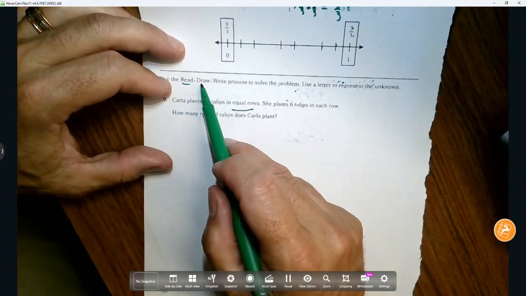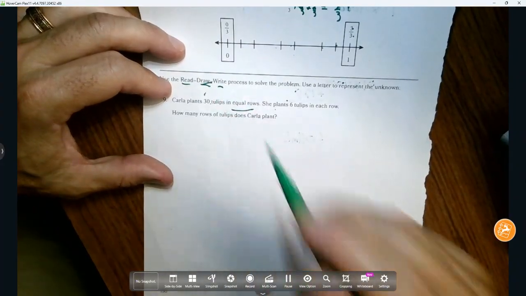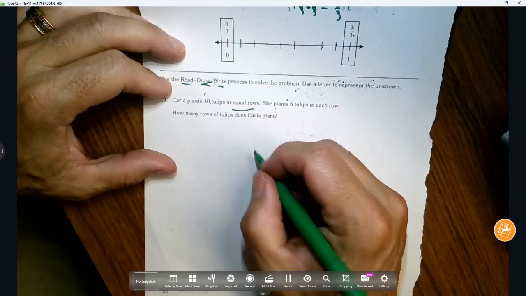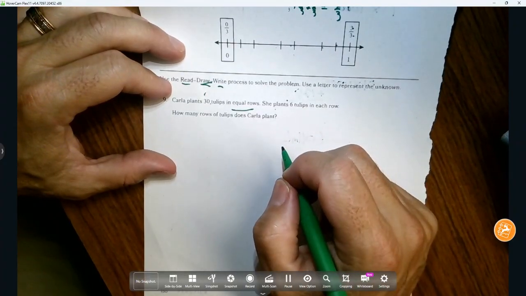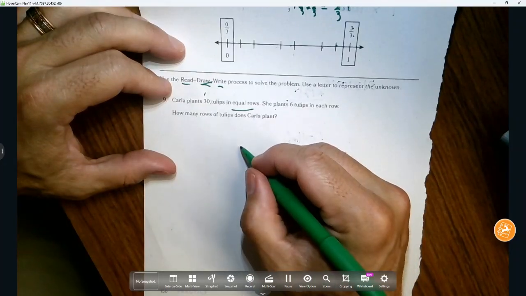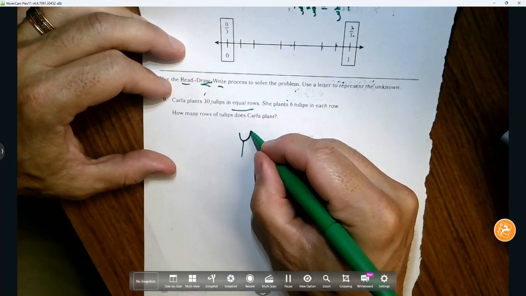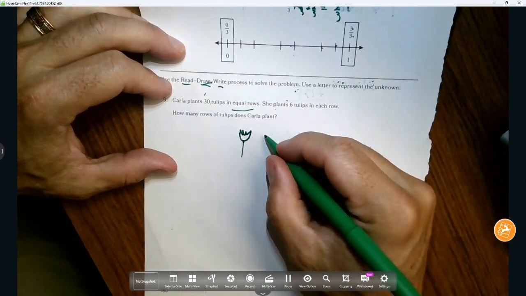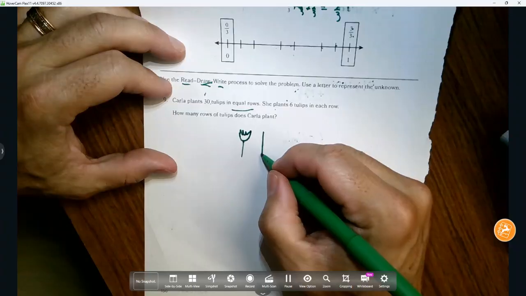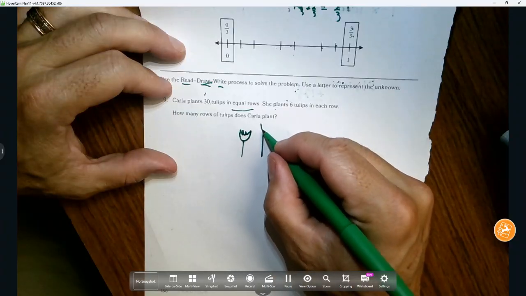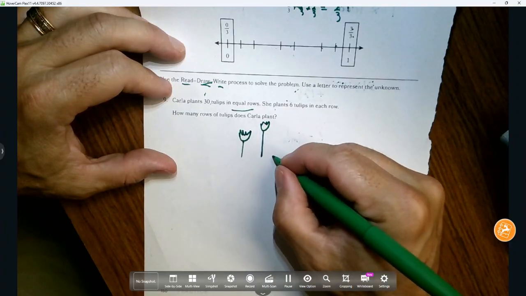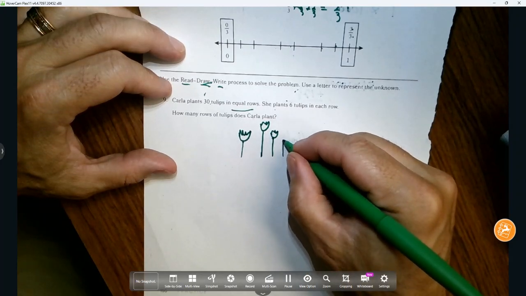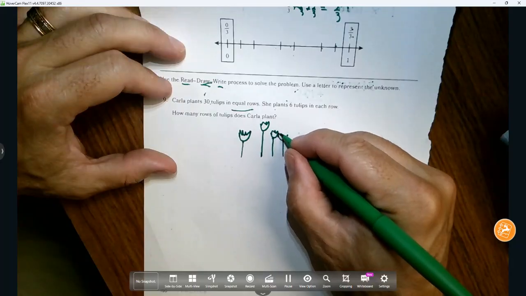It says read, draw, write. Draw. Do we draw tulips? Do we put X's? If you want to put X's, that's fine. I'm trying to remember what tulips look like right now. If we go like this and this. There's my bad looking tulip. So if we have 6 of these, now I got to make them all the same. This one's a different height. This one's taller. Okay. Your flowers don't have to be the prettiest. We just have to know that they're supposed to be flowers. No laughing at my flowers.